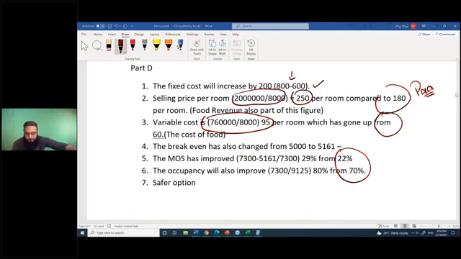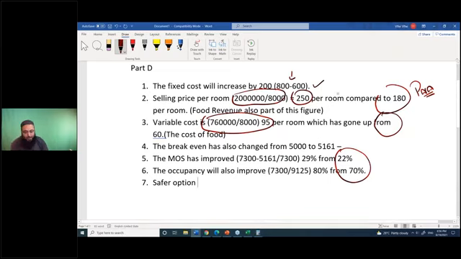Quantify means that with the help of the numbers, you have to tell the change. Okay. Change in occupancy, definitely I can explain to you.